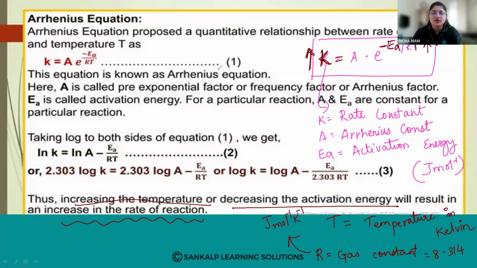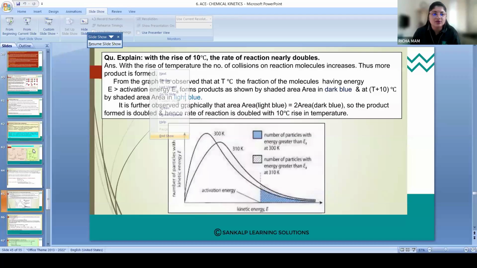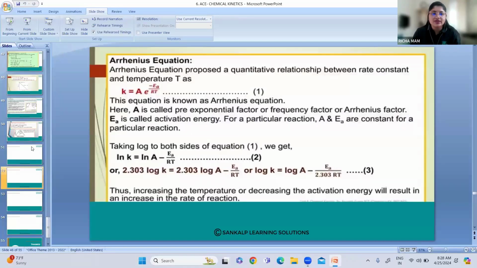Fine. So this is about the Arrhenius equation. In the next class, we have some more problems based on activation energy, then the effect of catalyst and all. So let us do it in the next class. Those two problems of the half-life period, let us solve them first. Okay, is it clear?